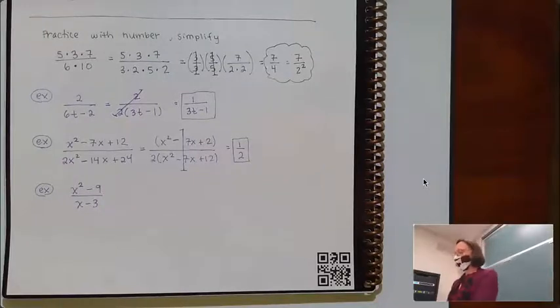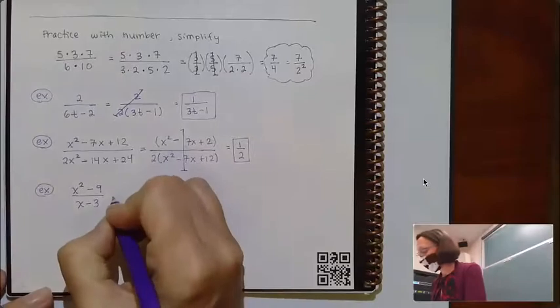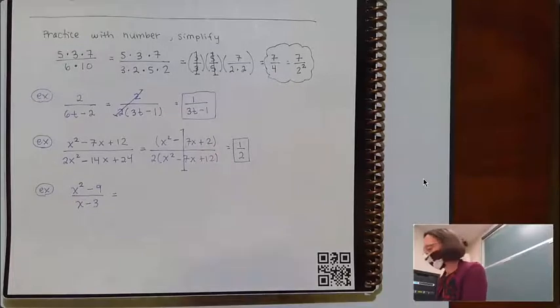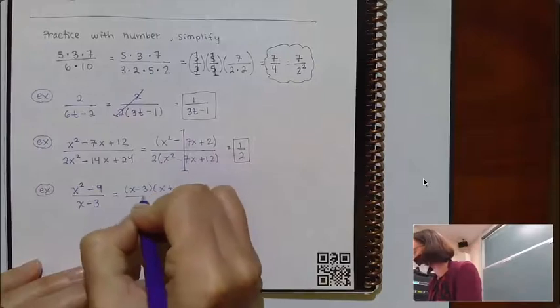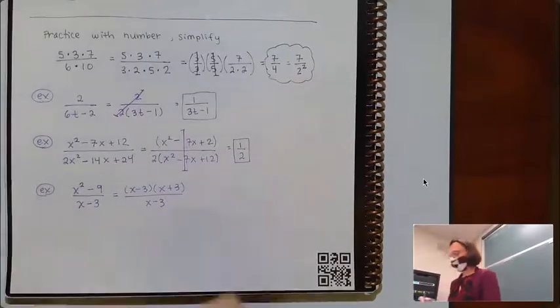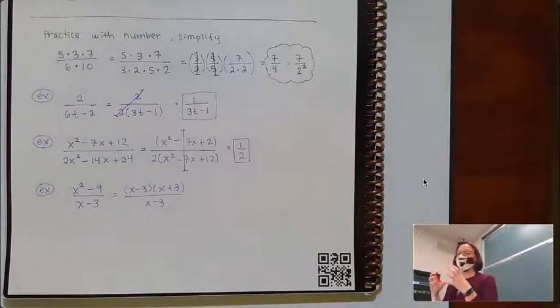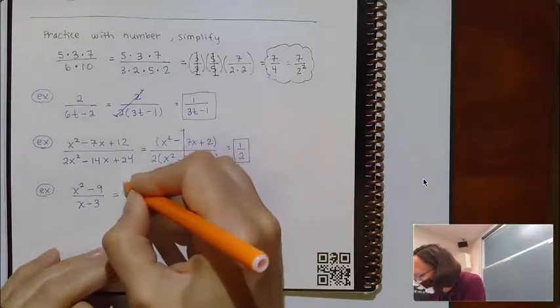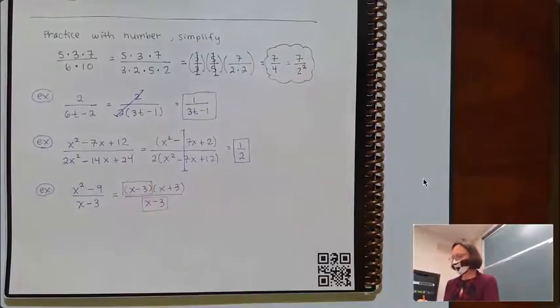But what we actually need to do here is to factor. The top is one of our special factors because it's the difference of squares. So the top is going to factor as x minus 3 times x plus 3. And then the bottom is an x minus 3. So anytime I have a piece that's together with addition or subtraction, I kind of have to treat that as a whole unit. So x minus 3 is its own thing. And it's the same as this x minus 3 on the bottom.